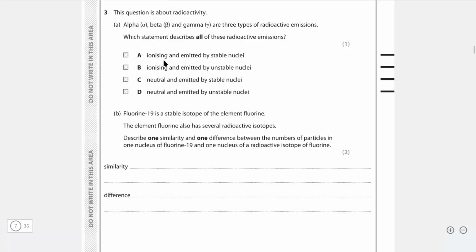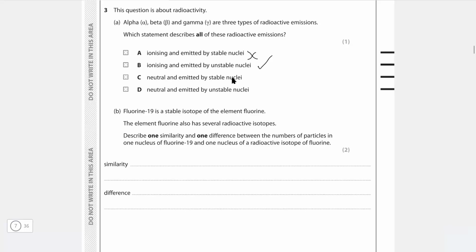A is ionizing and emitted by stable nuclei. Well, that's not true, because if they were stable, they would not be emitting anything. B, ionizing and emitted by unstable nuclei. This one here is definitely true. Now, for the purpose of completion, let's see why those are not true.